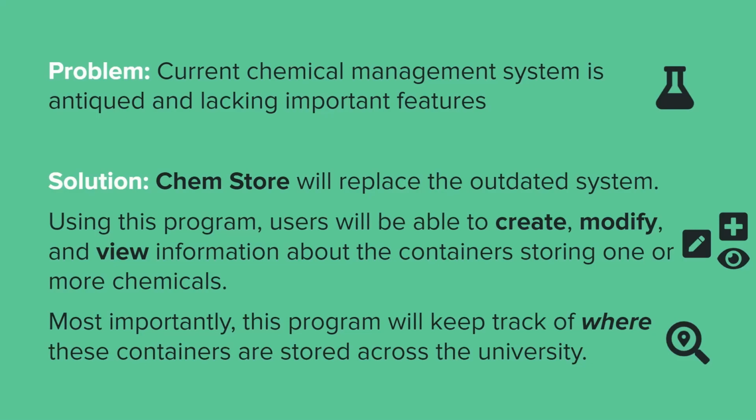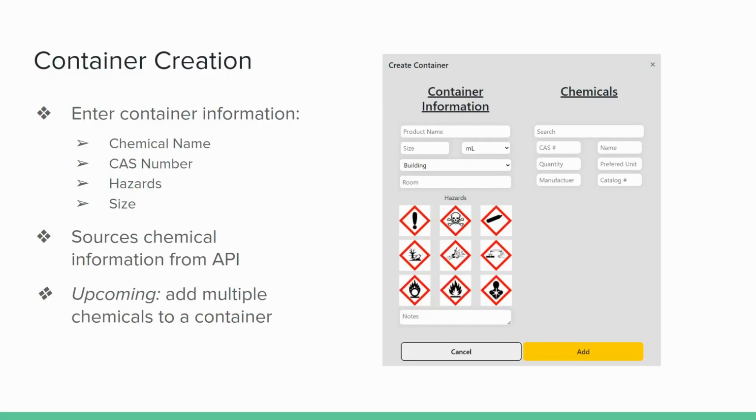Using this program, users will be able to create, modify, and view information about containers storing 1 or more chemicals. Most importantly, this program will keep track of where these containers are stored across the university. Our team has recently overhauled the container creation functionality, allowing users to create container information regarding chemical name, CAS numbers, hazards, sizes, and so on. Most importantly, we have integrated an API to allow users to source chemical information from the most up-to-date databases. In the future, we plan to allow users to add multiple chemicals to a container.